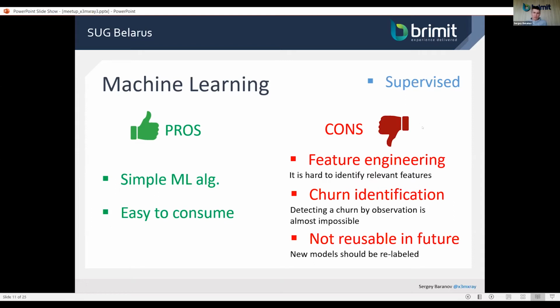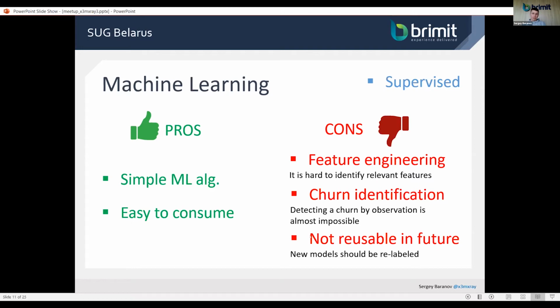As I said before, first of all, it has a complex feature engineering because it's very hard to identify what features are relevant for churn and what from them are not relevant for churn. And the second one, it's sometimes almost impossible to identify who from our customers is a churn.